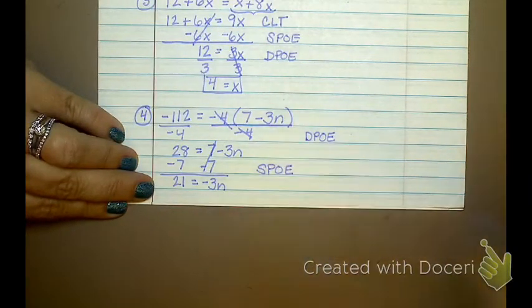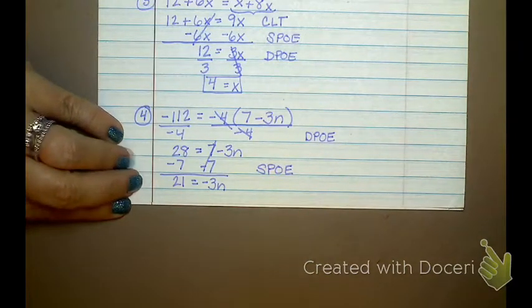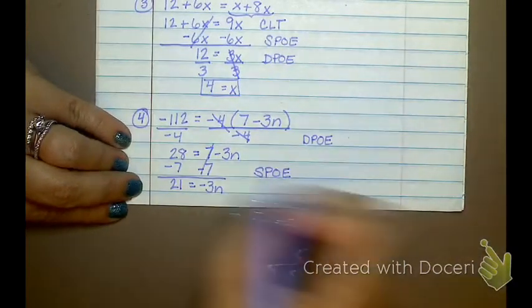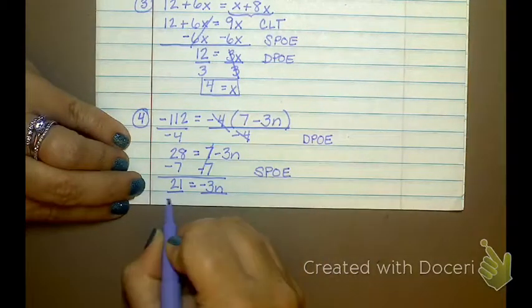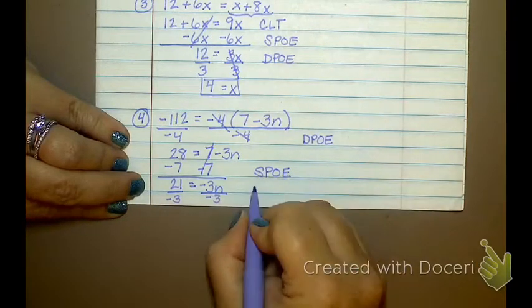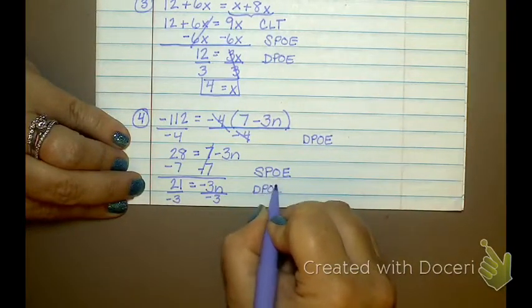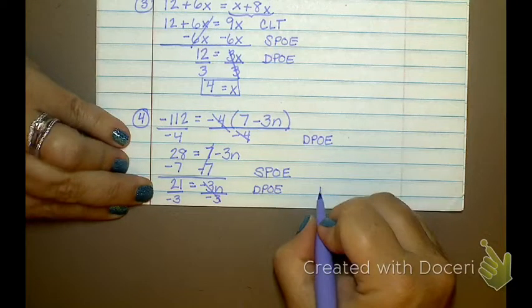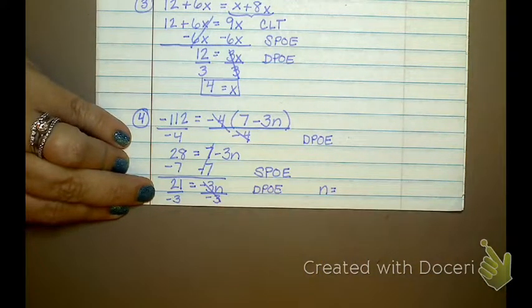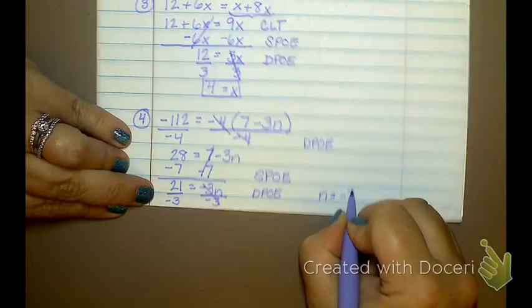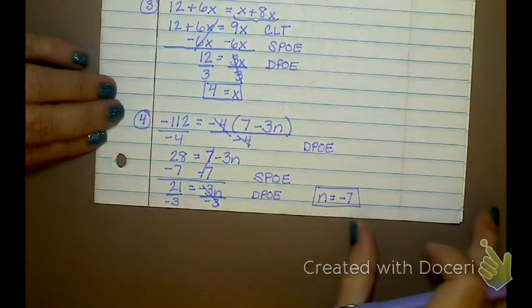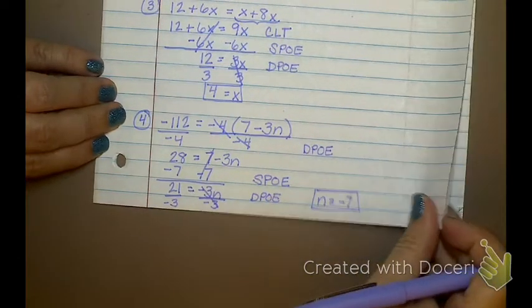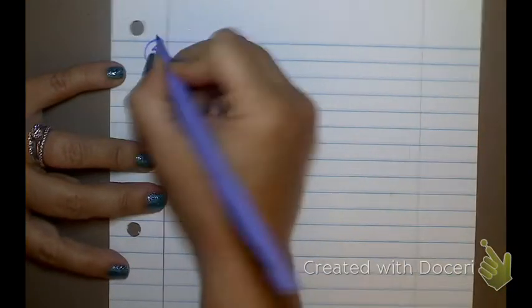SPOE. Right? All right, I think I have one more step, which is good because I'm running out of paper. What do I need to do? Divide by what? Using my DPOE again. So let's see. I'm going to have to write my answer over here. N equals, what's 21 divided by negative 3? Boom. Okay. Still doing okay? Because we're going to get more difficult.